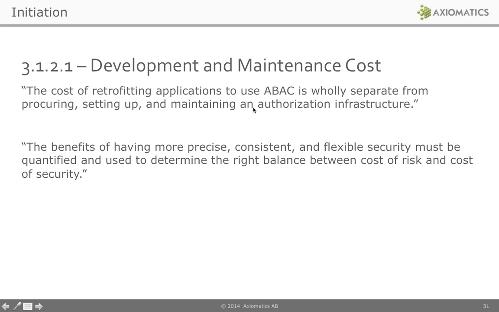All right, great. Thanks. Next up, development and maintenance cost. We've alluded to this a couple of times, but here they say the cost of retrofitting applications to use ABAC is wholly separate from procuring, setting up, and maintaining the authorization infrastructure. Of course, same for any other kind of identity management software. The licensing of the software itself is separate from all of the tasks associated with implementing that software. The next statement: the benefits of having more precise, consistent, and flexible security must be quantified and used to determine the right balance between cost of risk and cost of security. That's a motherhood and apple pie kind of statement. No argument there.